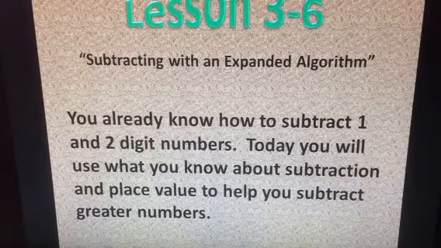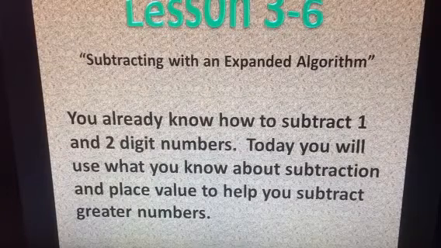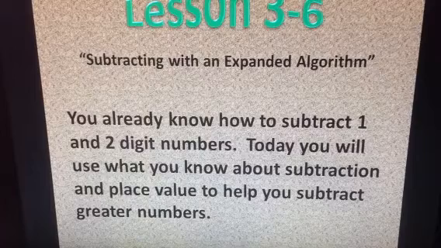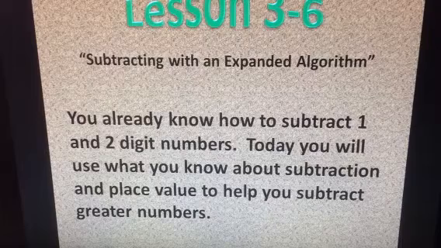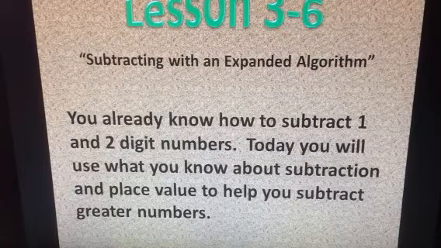Hello, today's lesson is lesson 3-6, subtracting with an expanded algorithm. This is a long lesson and a tough lesson. I'm going to talk fast, click through the slides fast, and I hope you're pausing when you need to.